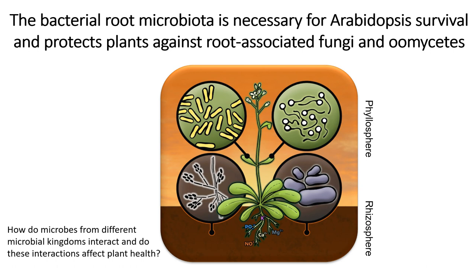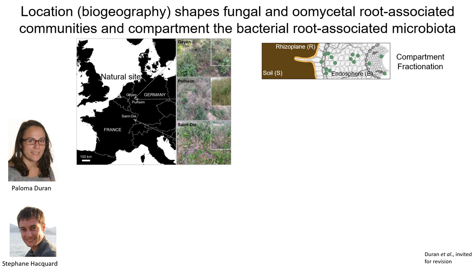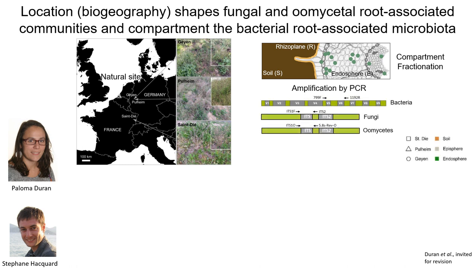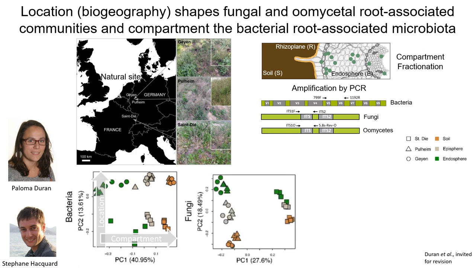And this slide, this cartoon, is aimed to remind you that the plant microbiota is not only about association of healthy asymptomatic plants with bacteria, but as mentioned by Ellen, also with fungi, oomycetes, and even protists. So the question that we asked is, how do microbes from different microbial kingdoms interact, and do these inter-kingdom microbial interactions really affect plant health? That was the question. And this work was really spearheaded by a very talented PhD student, Paloma Torres, and Stefan Hacquard, a postdoc in the lab.